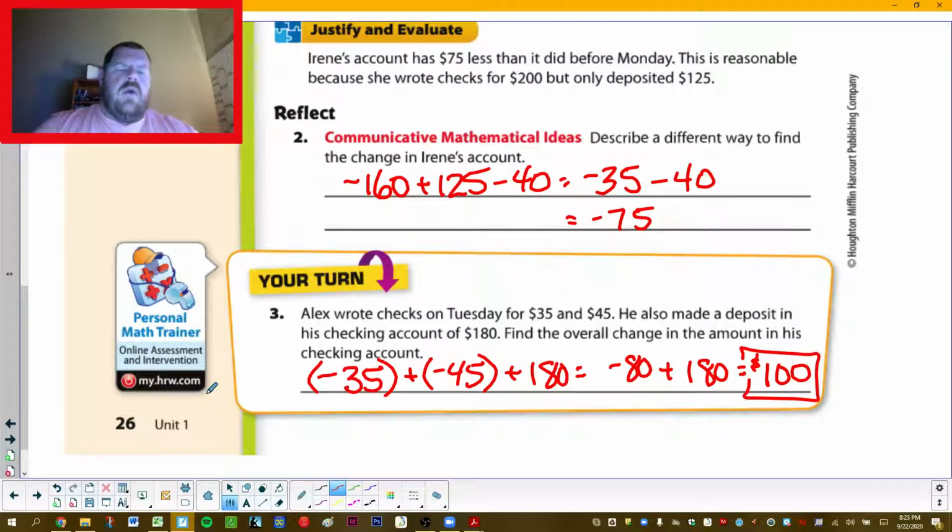Okay, so does it make sense that it's a positive? I believe so, because the negative 35 and negative 45 added up to 80, which is smaller than the amount that he put in, right? So my change should be positive.